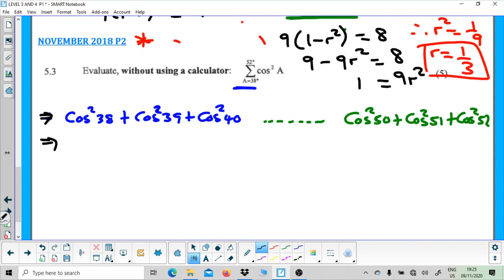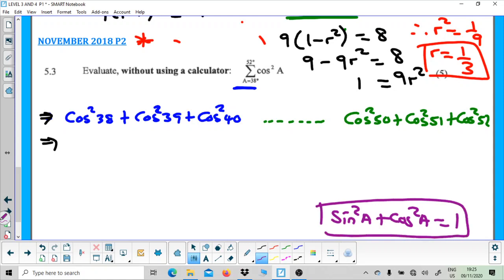Yes, we were going to change cos squared 38. Look at this one. We were going to use this identity. We know that sine squared a plus cos squared a is equal to 1. That is what we were going to use on this one. So the co-ratios work here. Cos squared 38 is equal to sine squared. What is 90 minus 38? 52.